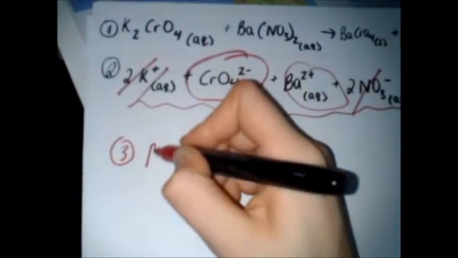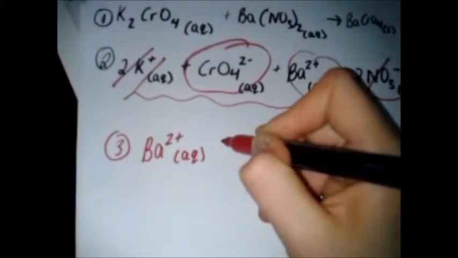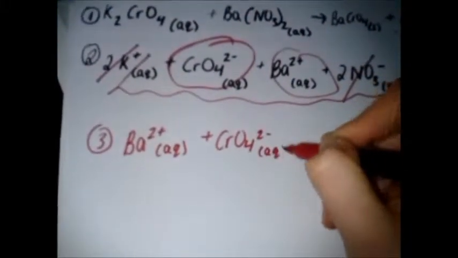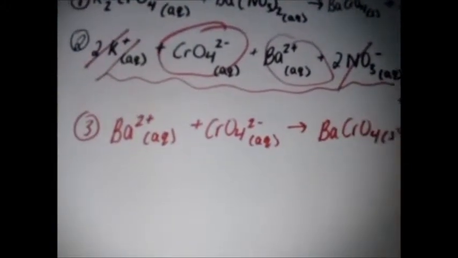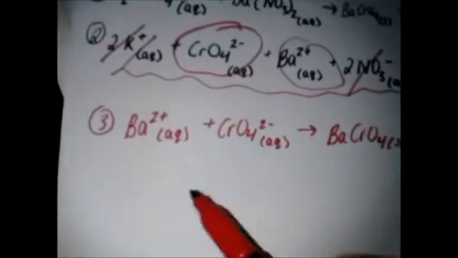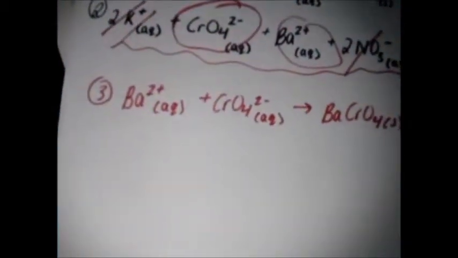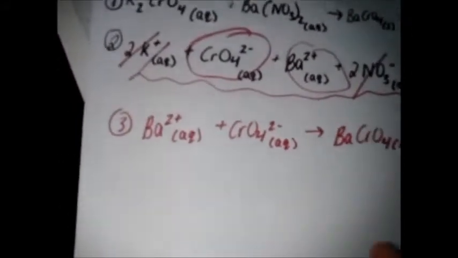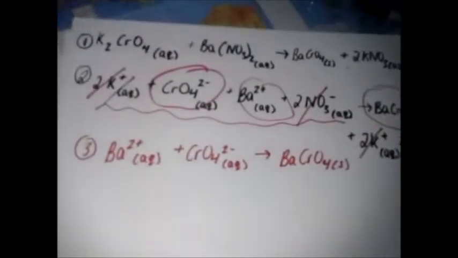So you would write it down as your net ionic: barium aqueous plus chromate aqueous yields barium chromate. Now, these are called the spectator ions. They do not take part in the reaction. So there's your net ionic equation. Now we'll just be doing one last example. It's very simple. All right.